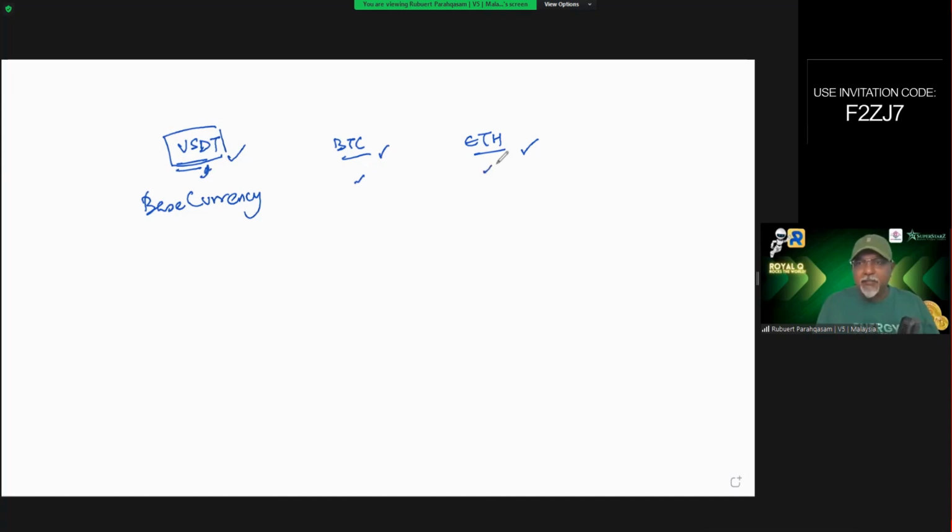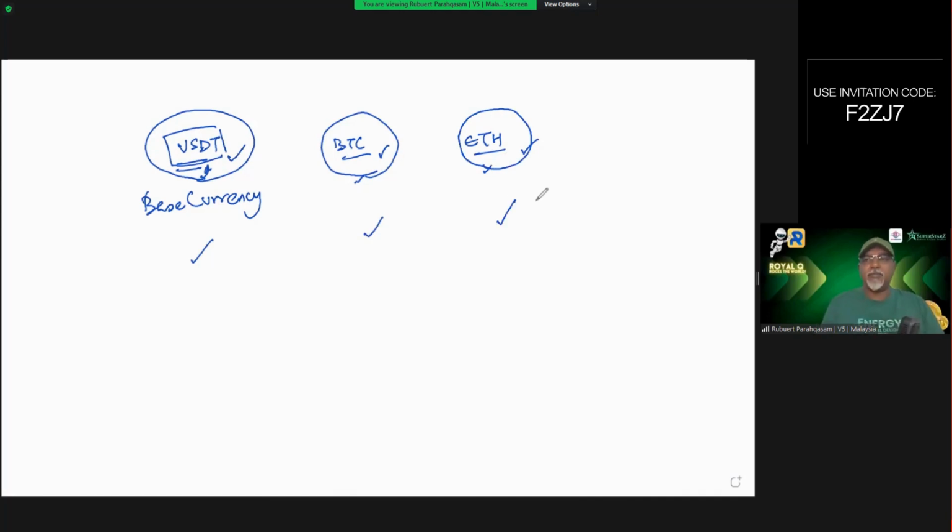That's the difference. And the thing is, when you are trading in the USDT market, your objective is to accumulate USDT. If you are trading in the BTC market, your objective is to accumulate BTC. If you are trading in the ETH market, your objective is to accumulate ETH. You have to understand that, yeah? You have to think differently.